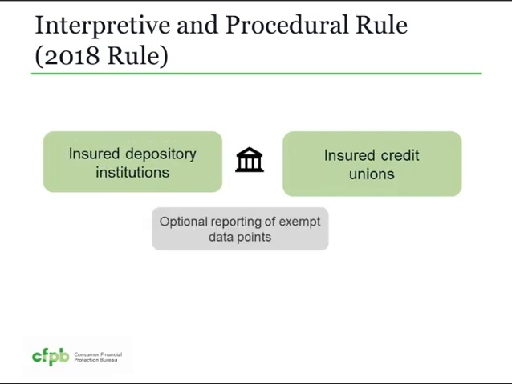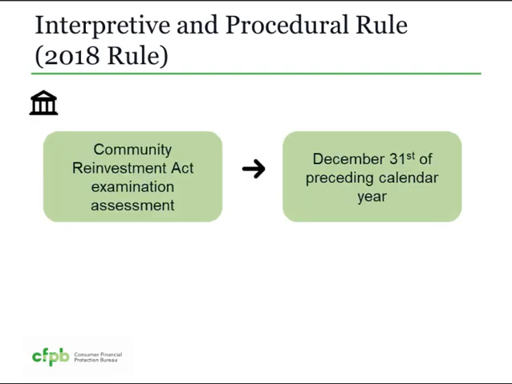The 2018 rule clarified that insured depository institutions and insured credit unions that qualify for a partial exemption may report, at their option, exempt data points as long as all data fields that the data point comprises are reported. The 2018 rule also clarifies that for the purposes of determining whether the CRA exemption applies to an insured depository institution that would otherwise qualify for a partial exemption, the CRA examination assessment must be made as of December 31st of the preceding calendar year.